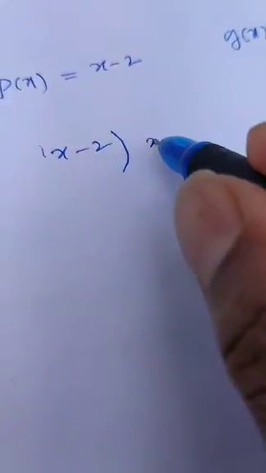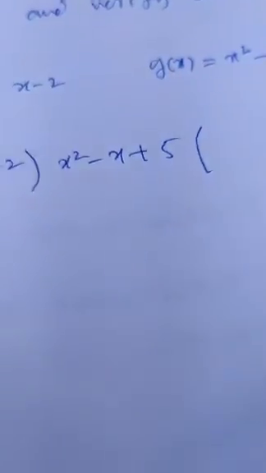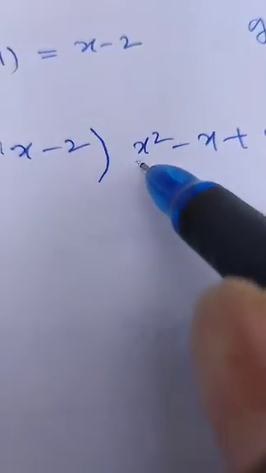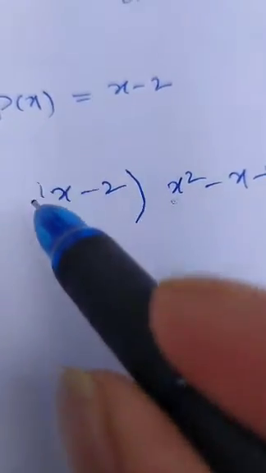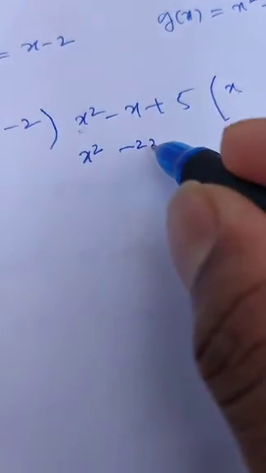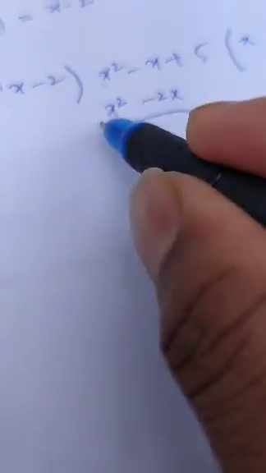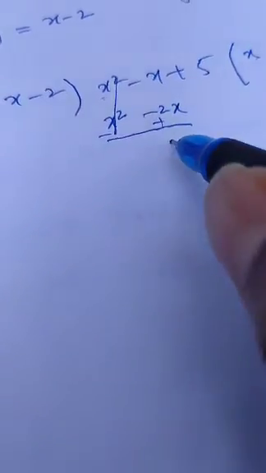Now I am dividing x square minus x plus 5 by x minus 2. So how to divide? First observe the first term x square and the divisor's first term x. By multiplying x into x, you will get x square. Next, x into minus 2 is minus 2x. Now subtract: x square cancels, and minus x plus 2x becomes plus x.